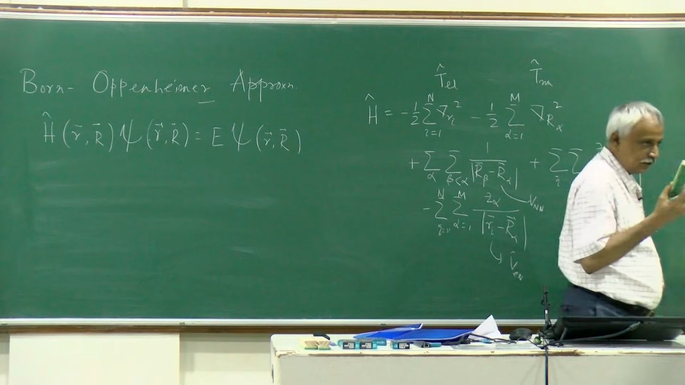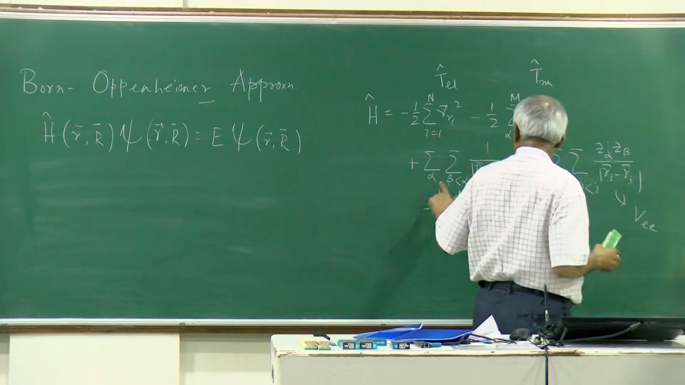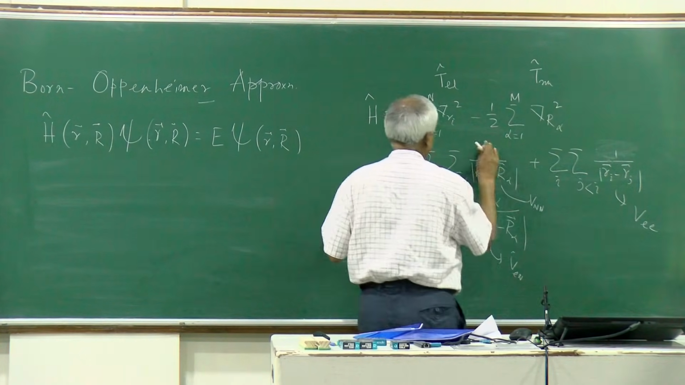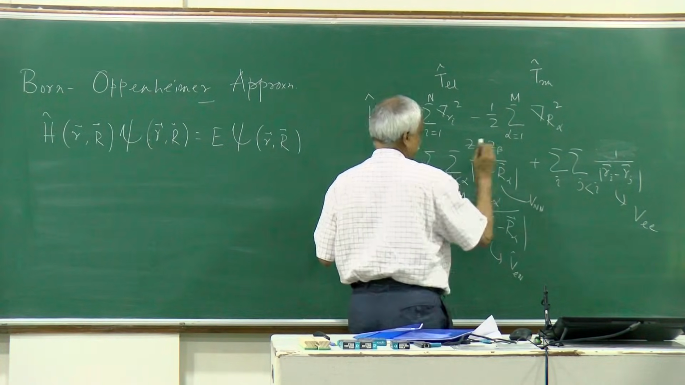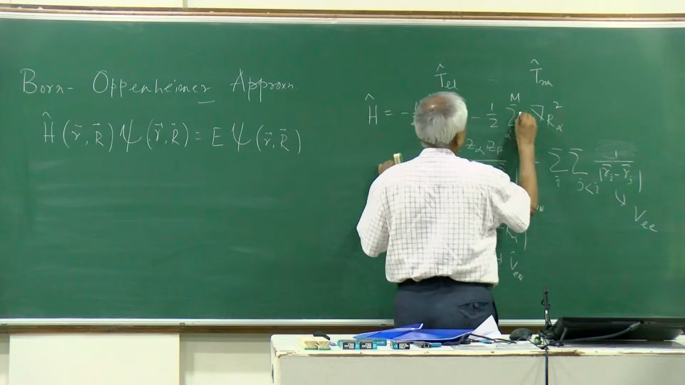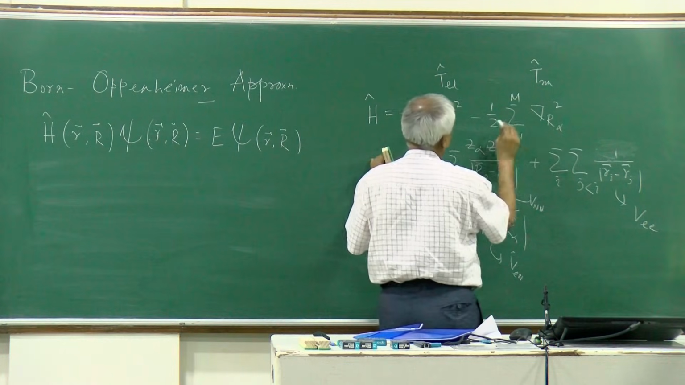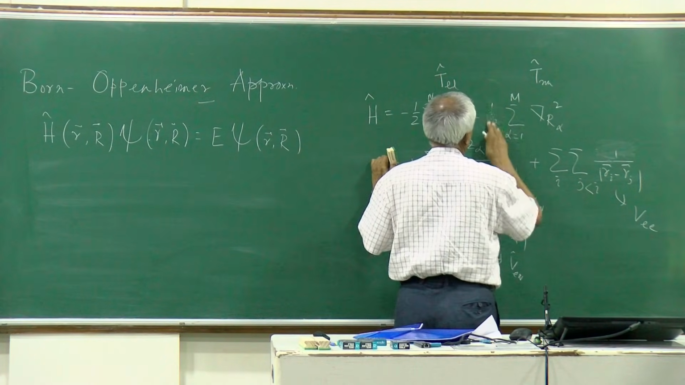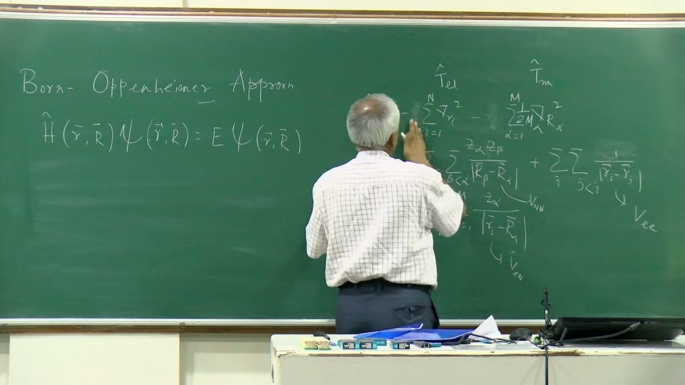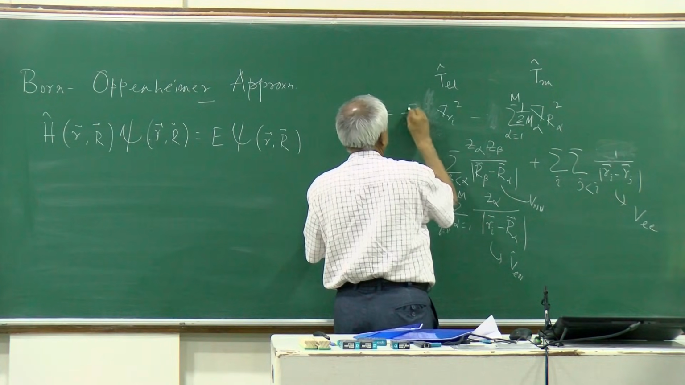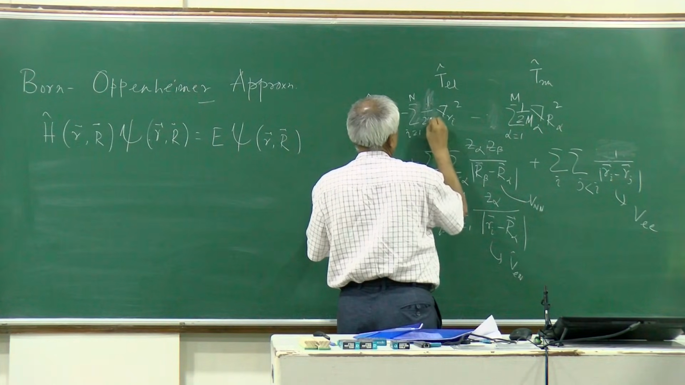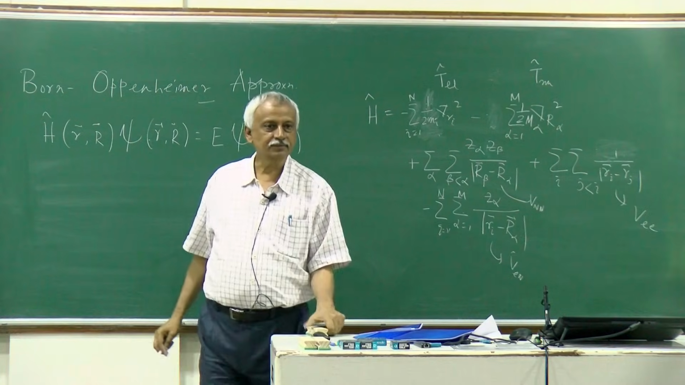I'm not getting. Can you be a little bit louder? Third term, Z alpha, Z beta will be there in the third term, not in the fourth one. And also there will be one M alpha in the second term. Mass of the nuclei has to come in the second term. No, okay, so M alpha, let's say, like this.